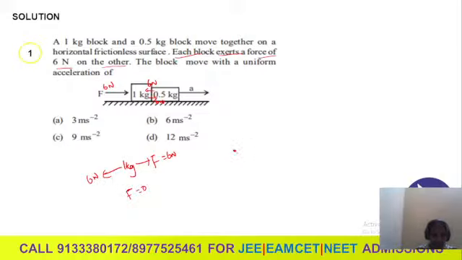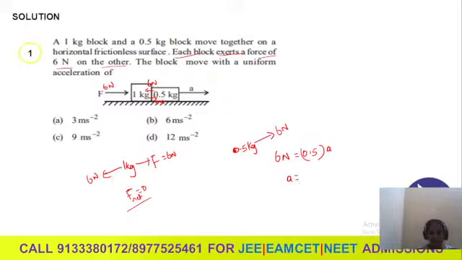For the free body diagram of the 0.5 kg, this means nothing but 6 minus 6 is equal to 0. So the 1 kg object is at rest. On the 0.5 kg, the only force acting is due to the 1 kg, which exerts 6 newtons. So the resultant force on the 0.5 kg is 6 newtons, which is equal to its mass times acceleration.